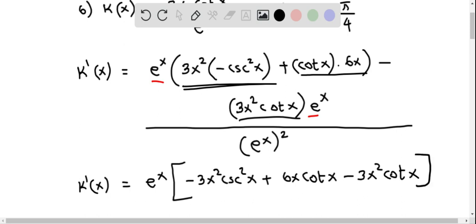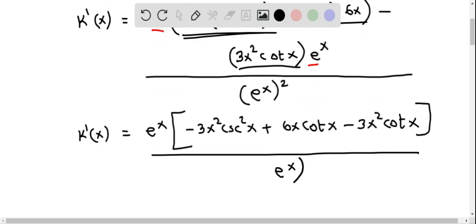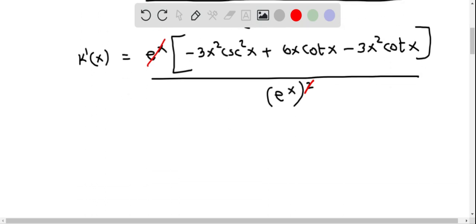So we get this expression after we factor the e power x, and this should be all over e power x quantity squared. Now we see that we can reduce this e power x. This is 1 power of e power x with this 1 power of e power x. So basically in the denominator we now have only e power x. Now we can plug in the value of x, that is x equals pi by 4, so that we find the derivative at x equal to pi by 4.